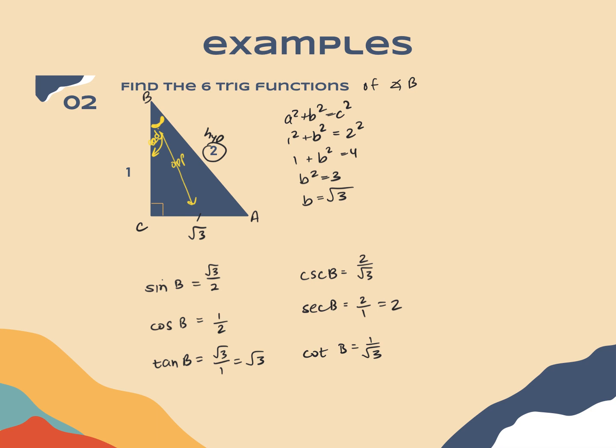And yes, I have to simplify these. So this is going to be 2 radical 3 over 3. And this is going to equal radical 3 over 3. So you do have to simplify. You cannot get around that. You have to rationalize your denominators and simplify your fractions.